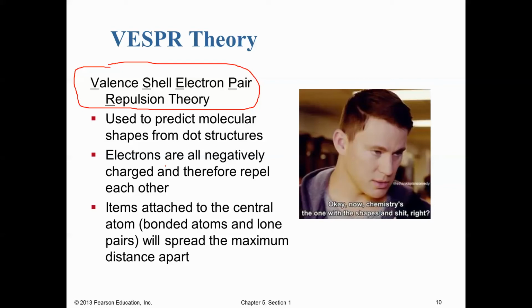The idea is that electrons are all negatively charged, and therefore electrons repel each other. If the electrons repel each other, then they want to spread the maximum distance from each other. In other words, they want to maximize the distance to minimize the repulsions between them. And by looking at the bonded atoms and lone pairs attached to the central atom, we can use this theory to predict the shapes of molecules.